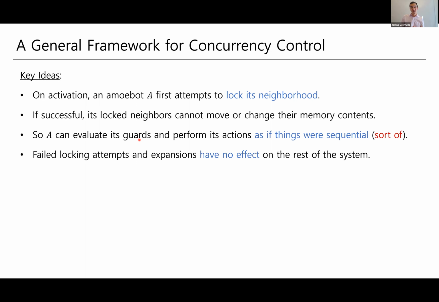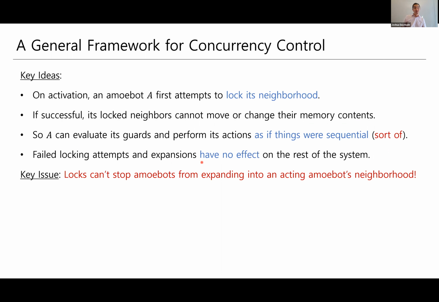Moreover, because of the careful way that we design this, we're going to guarantee that any failures, either in the locking attempt or in an expansion where two Amoebots try to move into the same position at the same time, are not going to have a lasting effect on the rest of the system. So in this sense, this is kind of like an isolation property that we're gaining.